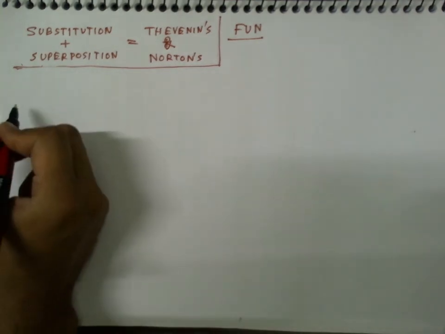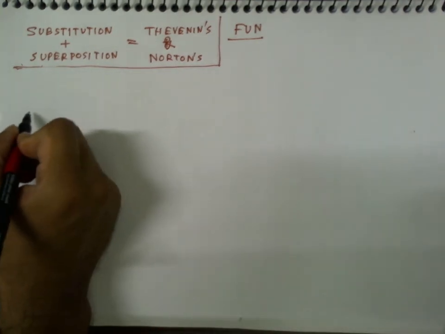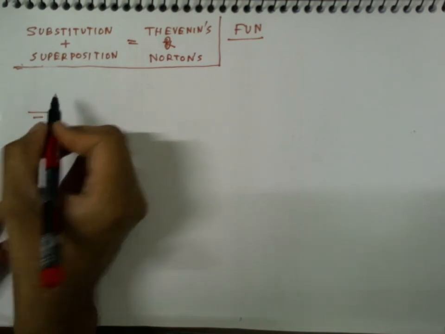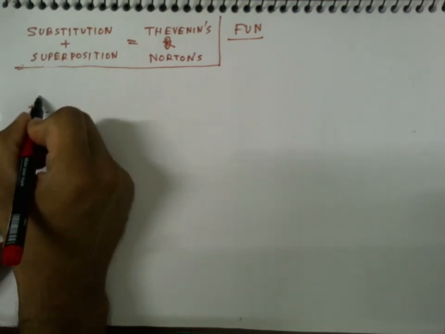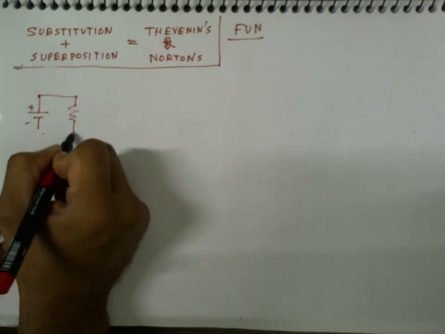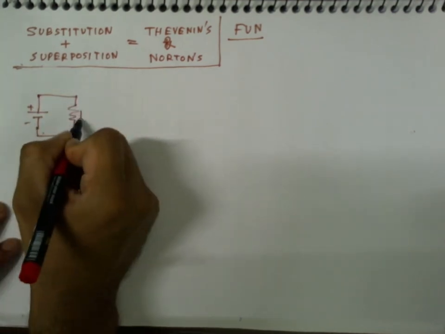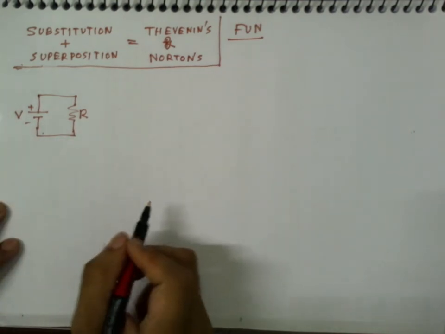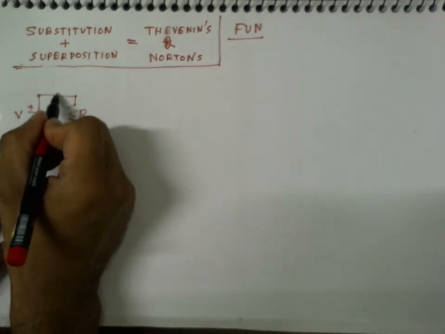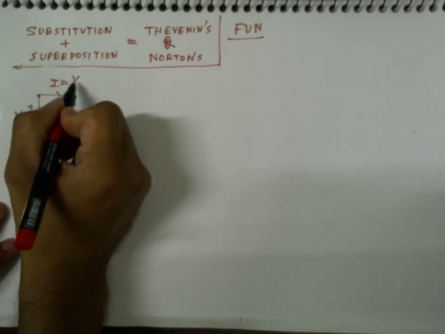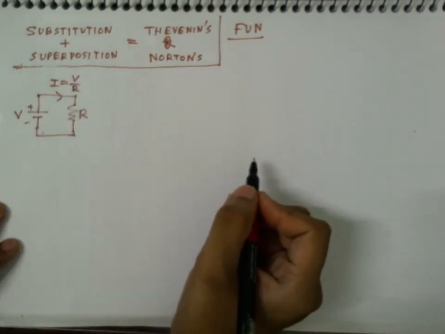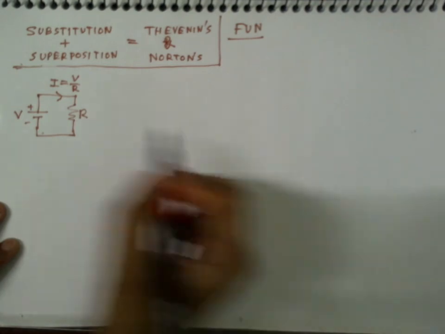Okay, so let's consider a very simple circuit. I have a battery like this, DC, plus minus, and then I connect it to a resistance R. Let this be V, and then what should be this current? This current I is equal to V by R according to Ohm's law. Okay, so that's as simple as that.